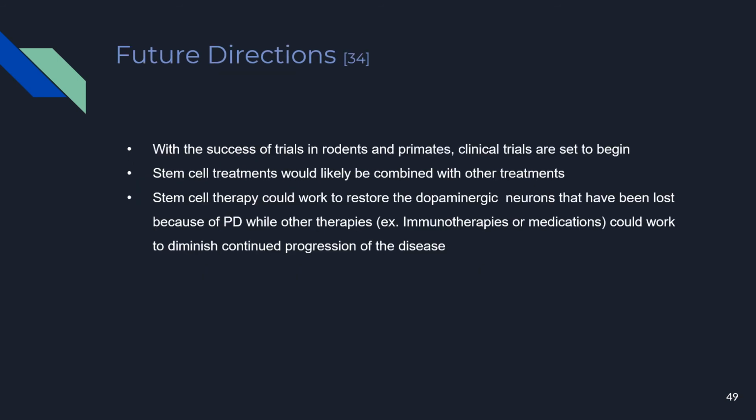With the success of the trials in rodents and primates, clinical trials are preparing to begin. If this treatment were to come to fruition and be available to patients, it would most likely be combined with others to treat the disease. Stem cell treatment could work to restore the dopaminergic neurons that have been lost because of Parkinson's, while other therapies could work to diminish the continued progression of the disease.